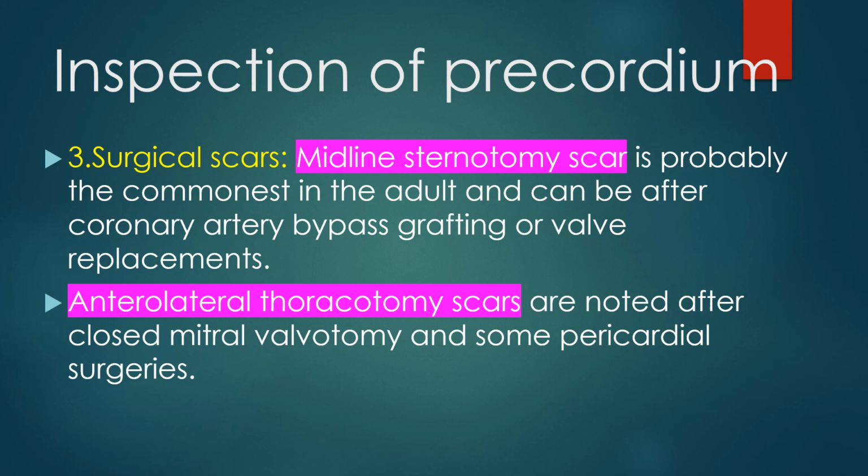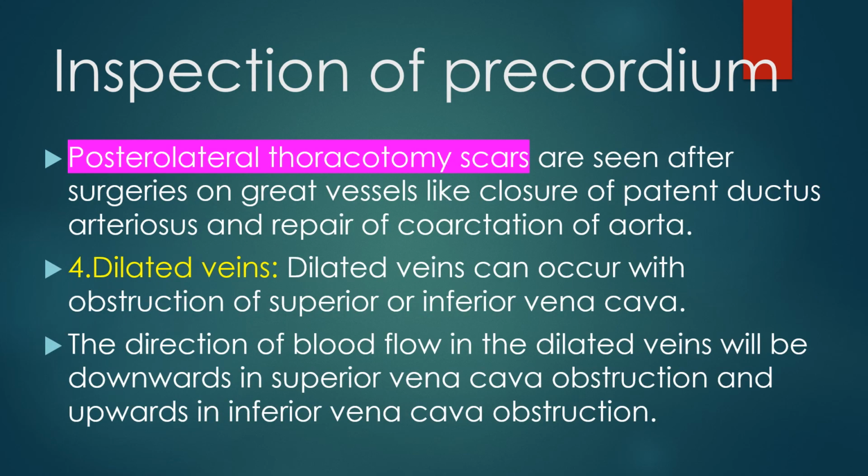Midline sternotomy scar is probably the commonest in the adult and can be after coronary artery bypass grafting or valve replacements. Anterolateral thoracotomy scars are noted after a closed mitral valvotomy and some pericardial surgeries. Posterolateral thoracotomy scars are seen after surgeries on great vessels like closure of patent ductus arteriosus and repair of coarctation of aorta. Fourth category are the dilated veins.